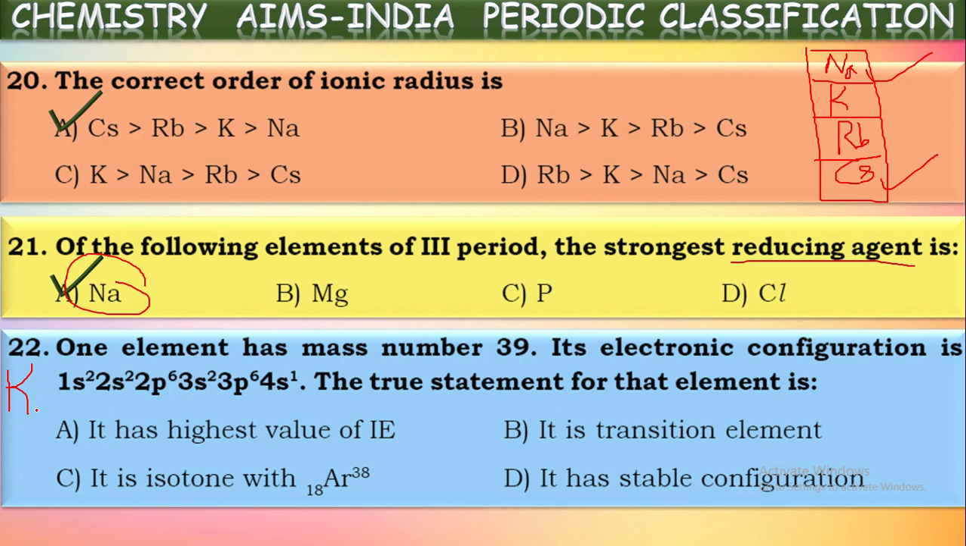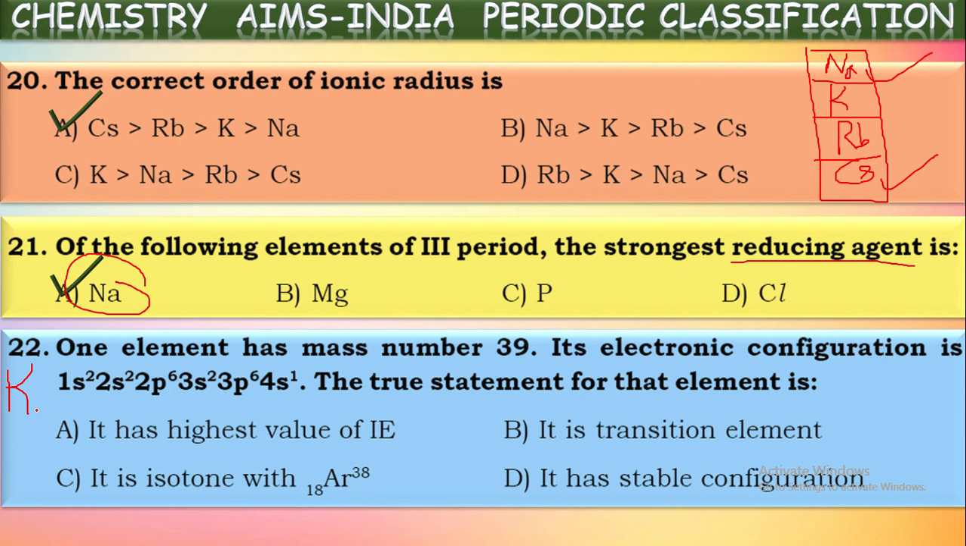Because if you observe here the number of electrons in that configuration is 19. The element with 19 electrons or atomic number 19 will be potassium. Even the mass number 39 is also mentioned here. Now the true statements about this potassium they're asking. It has the highest value of ionization energy. Is it true? No. Actually, these elements of first A group along with potassium, the remaining elements are also having the lowest IP values or lowest ionization values among the elements of the particular period. So it has lowest, not highest.